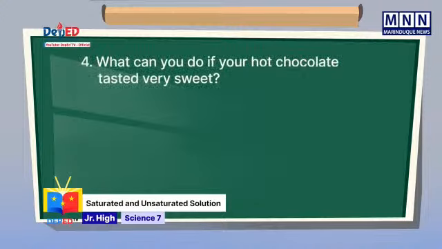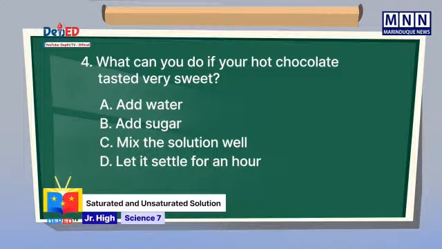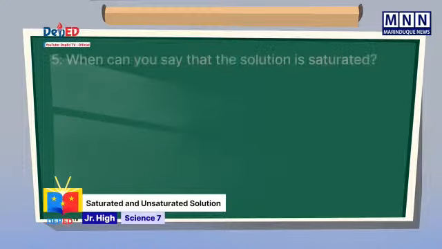Number 4. What can you do if your hot chocolate tasted very sweet? A. Add water. B. Add sugar. C. Mix the solution well. D. Let it settle for an hour. The best way to do if your drink is too sweet is to add water. If your answer is letter A, good job! You are right!